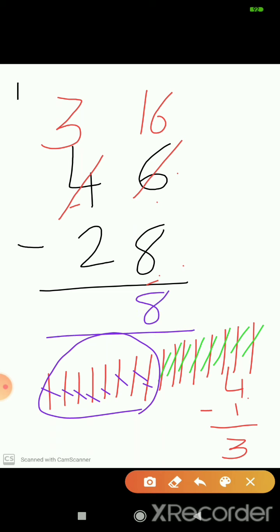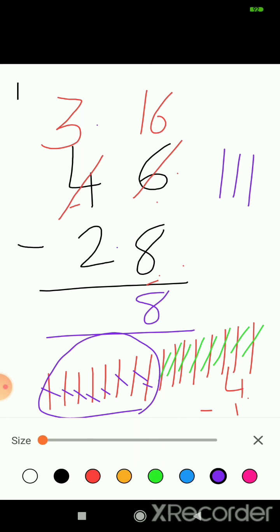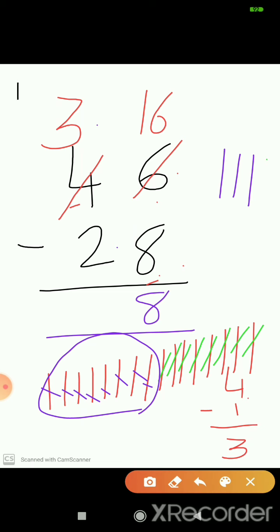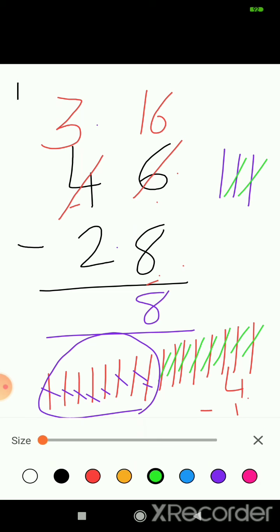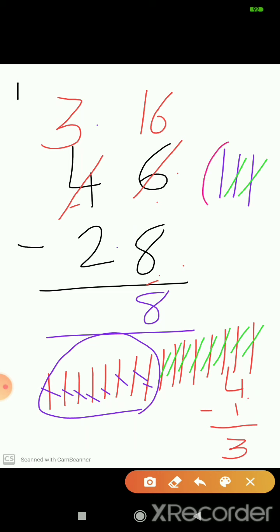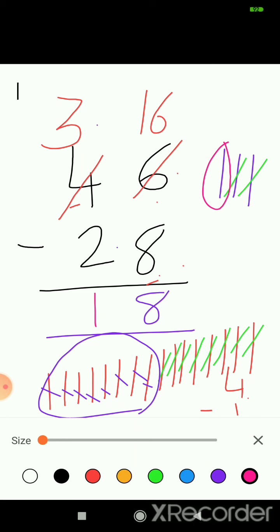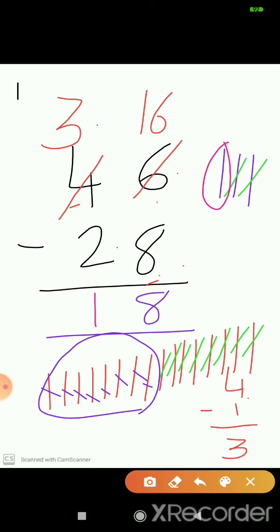8. Then tens. 3 minus 2. So 1, 2, 3. We have to remove 2. So 1 and 2. So students, how many left? Only 1. So we will write here 1. So our answer is 18. Got it, students?